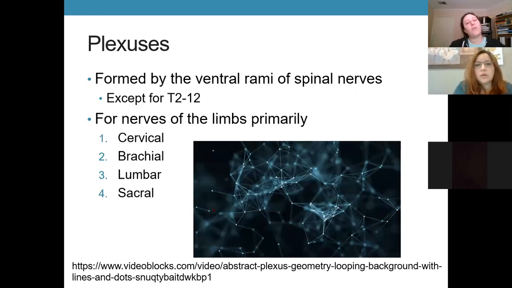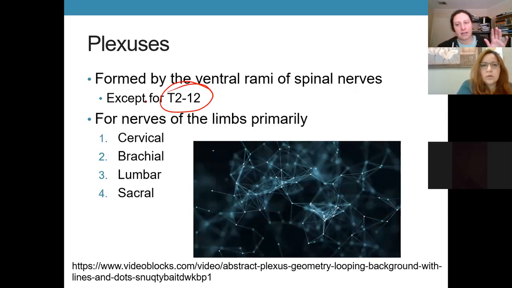And we have 4 different plexuses, and the ventral rami of all spinal nerves except for the thoracic spinal nerves 2 through 12. So that's all the cervical, the first thoracic, all the lumbar, all the sacral, as well as our little coccygeals, all come together to form plexuses. And you can think about a plexus as the most complicated freeway interchange ever, okay?